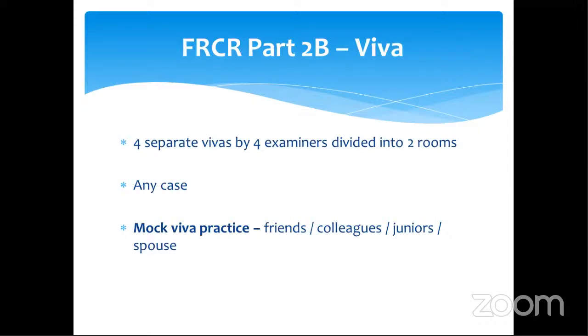Coming to the Viva part, there are four separate Vivas by four examiners, which are divided into two rooms. And almost any case on earth can be asked. They can ask anything from CT, MR, ultrasound, and X-ray. The most important thing for clearing 2B is to do mock Viva practice. You can catch your friends, colleagues, juniors, wife or husband, anyone, and practice presenting cases to them. I would say at least for 2 months prior to the exam.